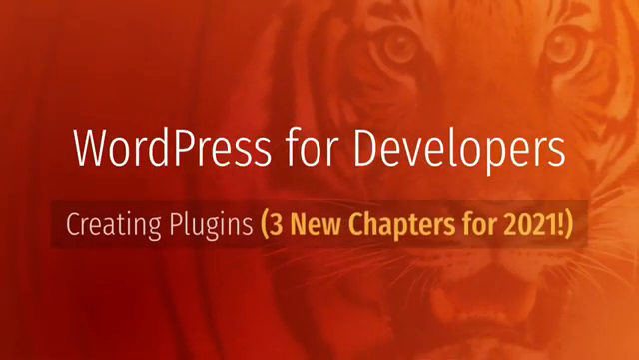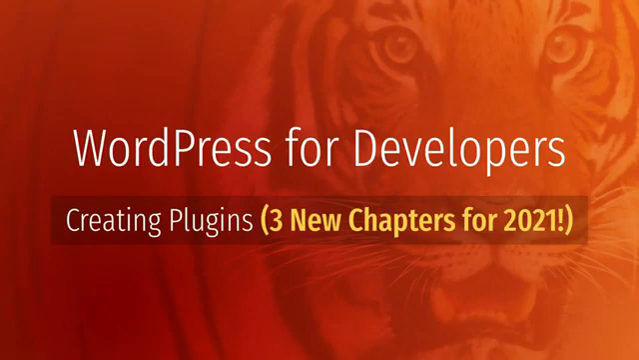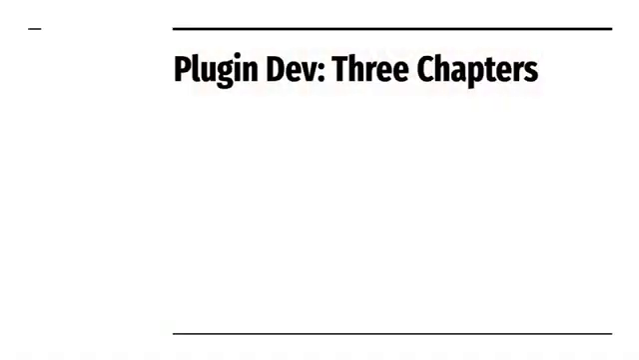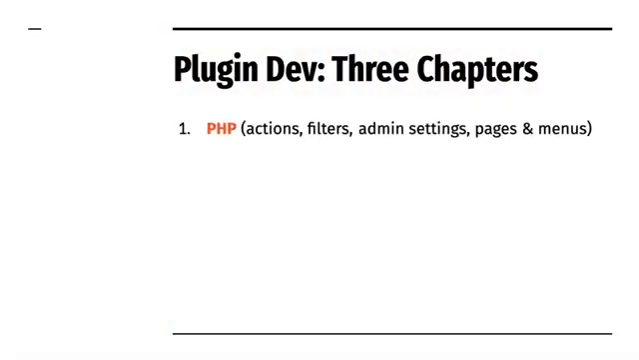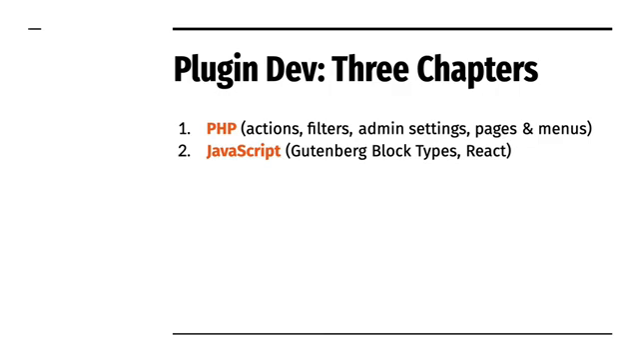Hello everyone. In this video, we're starting a new 3-chapter section of the course that is all about plugin development. Without further ado, let's review what these 3 new chapters are going to be about. So the first chapter will be about PHP. This will cover sort of the traditional skeleton or building blocks of creating a new plugin. The next chapter will be about JavaScript. So we'll create a new block type for the WordPress or Gutenberg block editor.